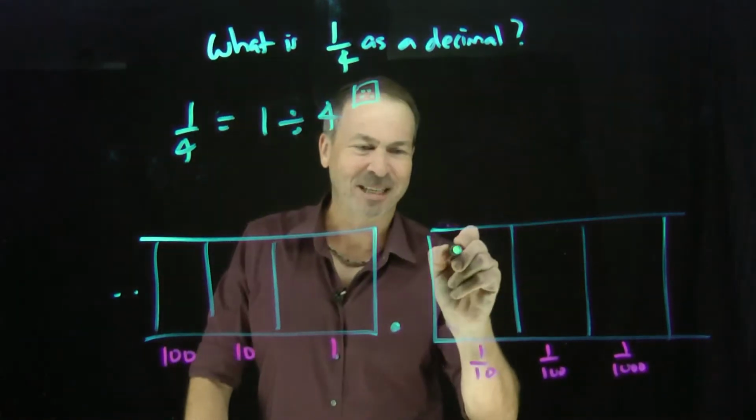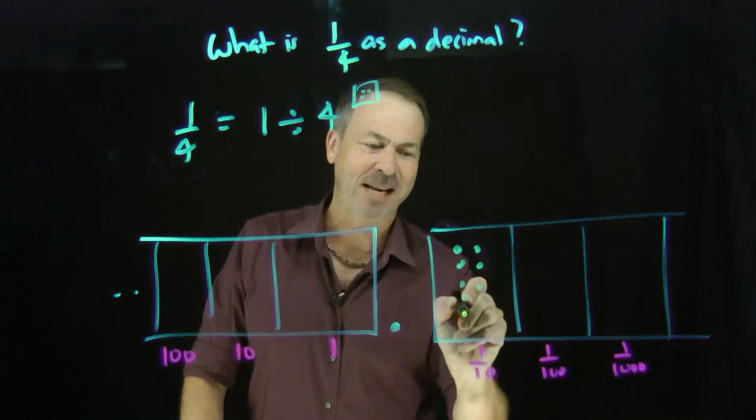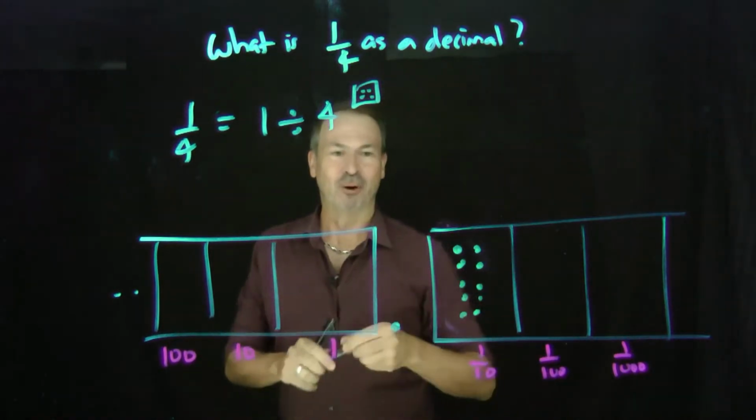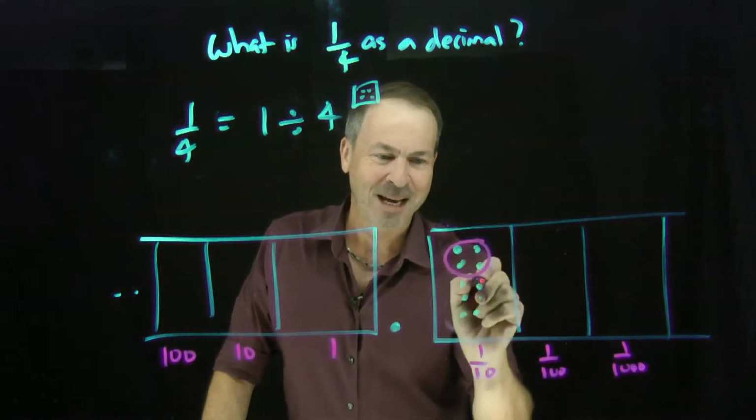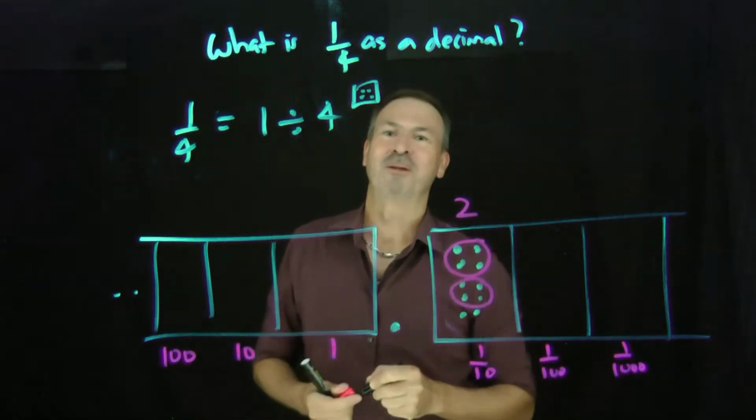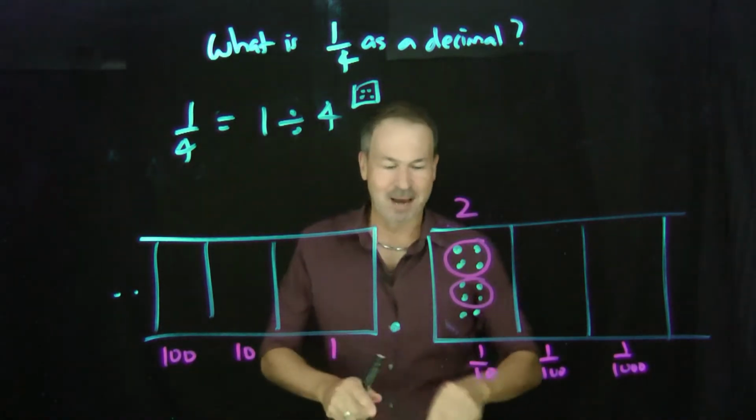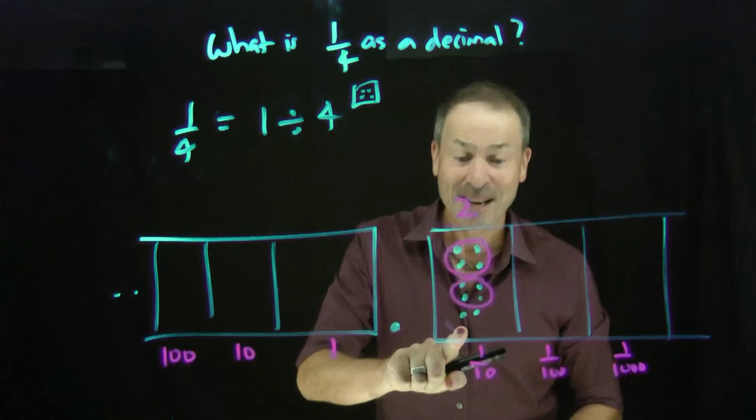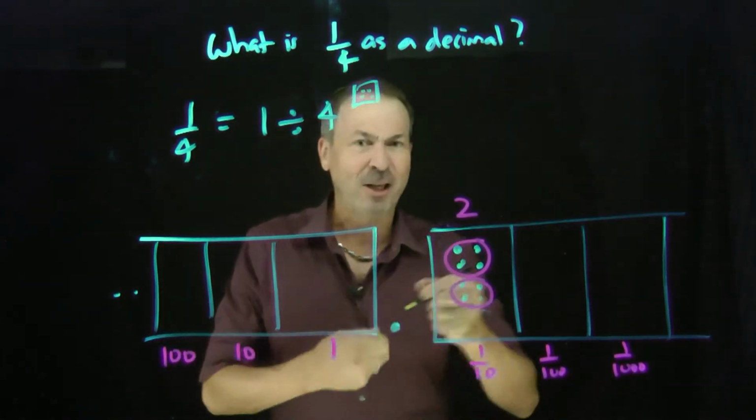Unexplode makes 10 dots here. 1, 2, 3, 4, 5, 6, 7, 8, 9, 10. And now I'm seeing groups of 4. A group of 4 there, and a group of 4 there. I've got 2 groups of 4 at that level. There are some dots left over, so let's unexplode them.